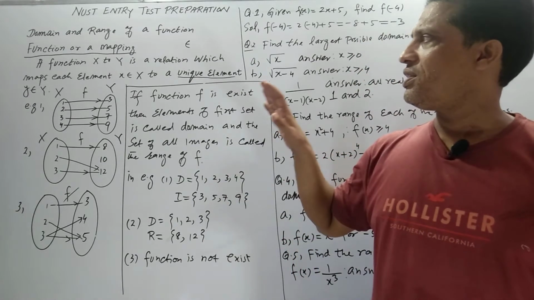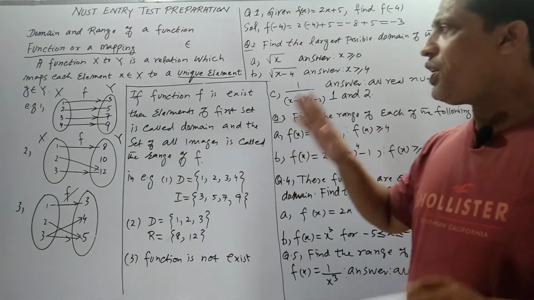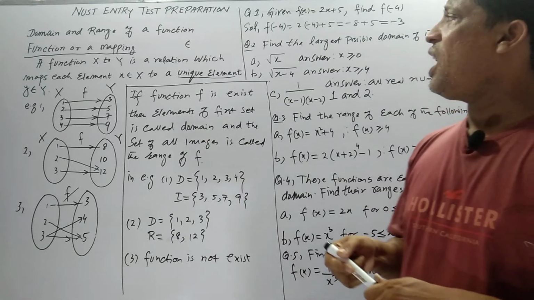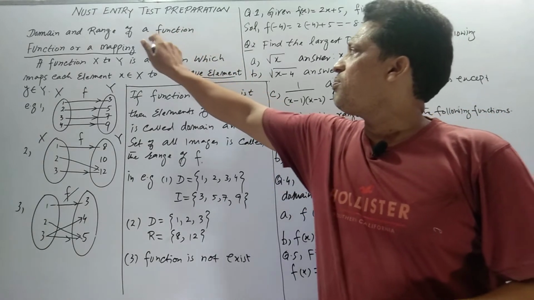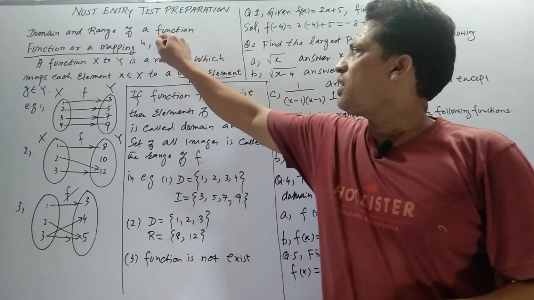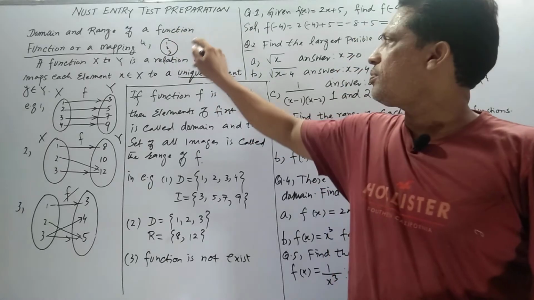Okay, so this is the short definition of function with three examples. I hope you completely understand the definition of a function. Okay, I am giving you one more example over here. Suppose that we have a set 1, 2, 3.